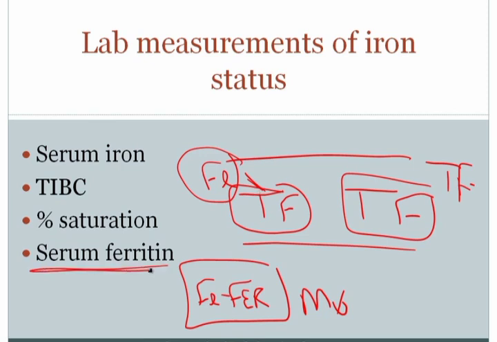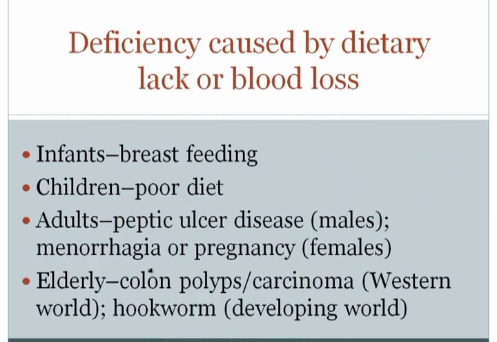Finally, if you want to know how much iron is present in the storage sites, you can measure a serum ferritin. And so ferritin would tell us how much iron is actually present in the bone marrow macrophages and within the liver. So these are 4 key measurements, and they're going to come into play as we move forward in this discussion.